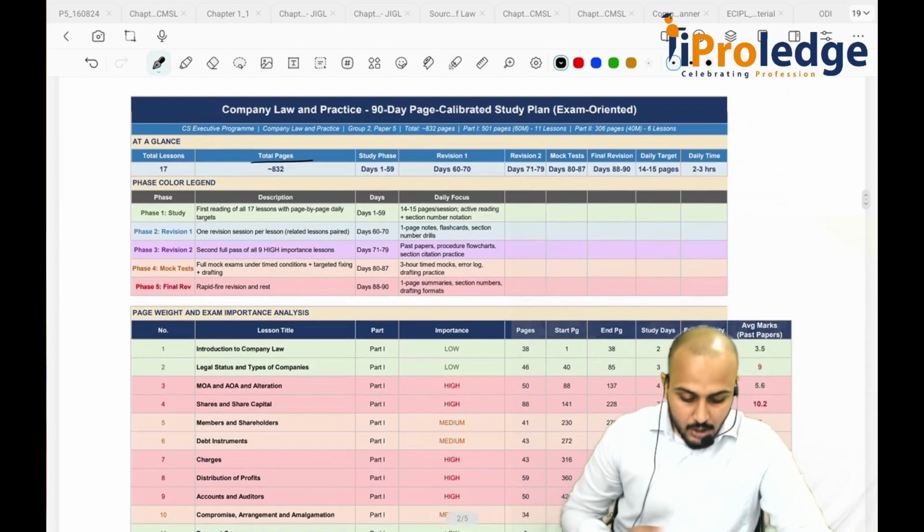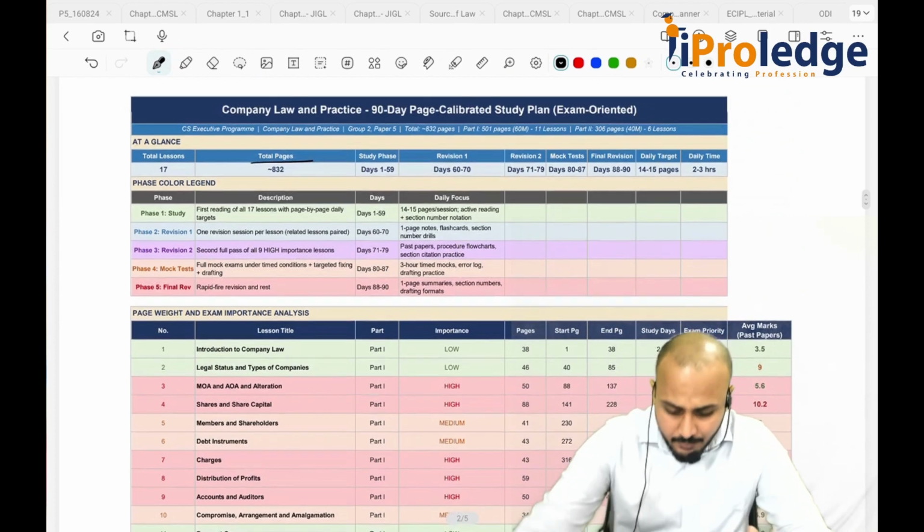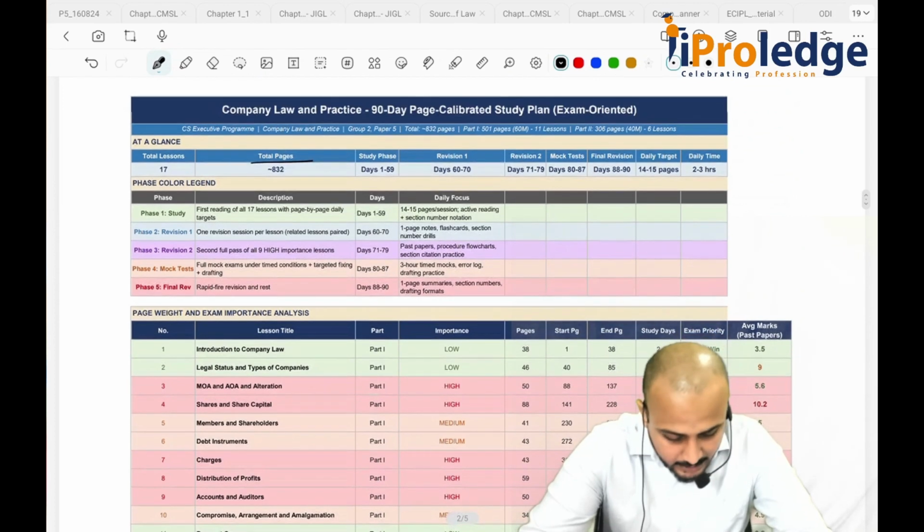Now let's look at company law in practice. This is your 90-day study planner.